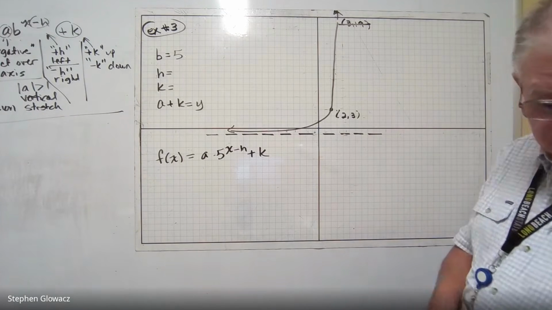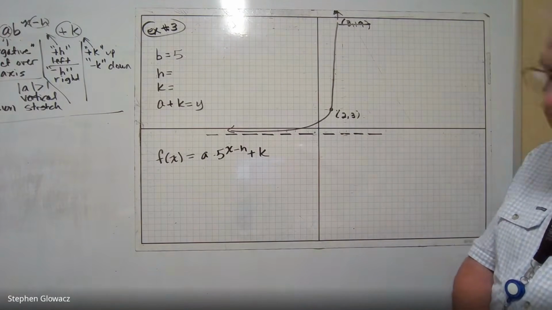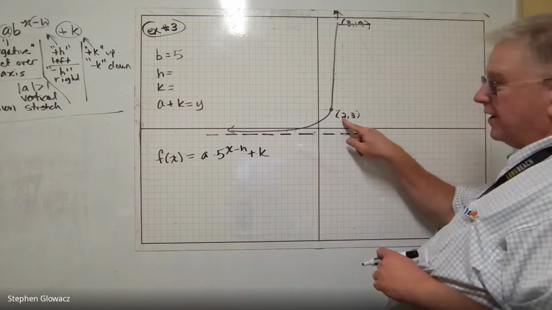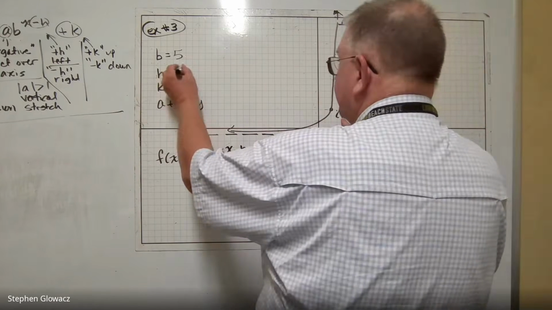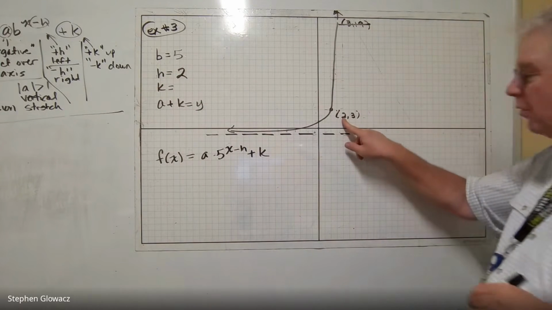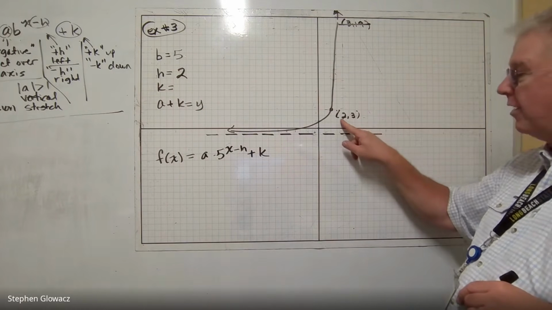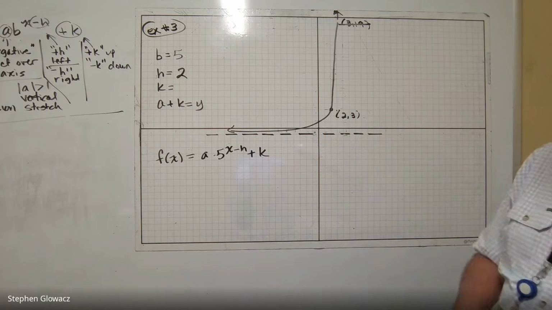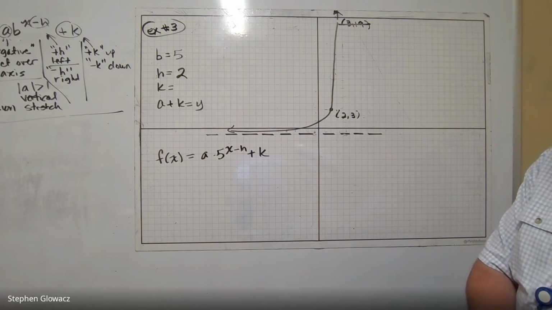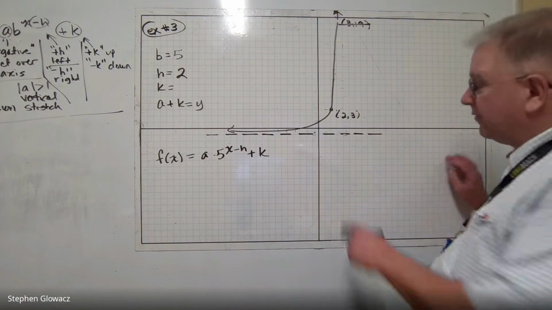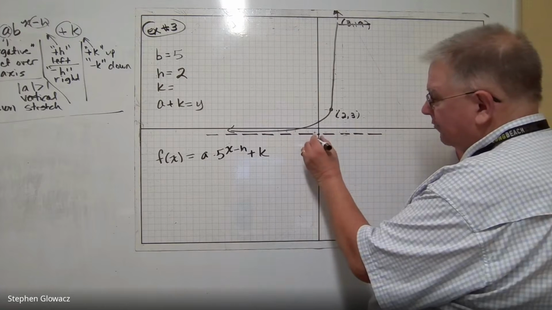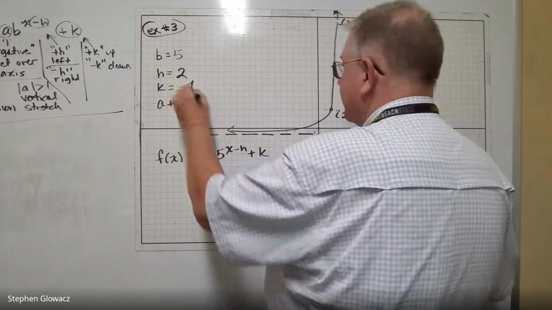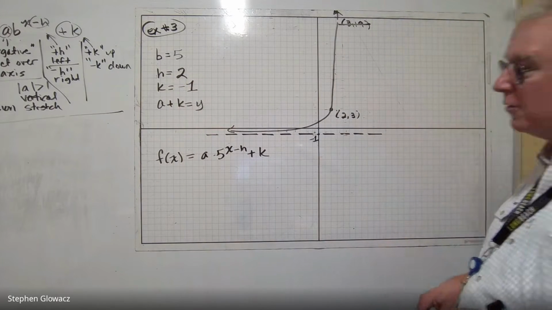So h is the x-coordinate of the first reference point. So h would be 2. Again, h is the x-coordinate, the first number in the ordered pair from that first reference point. K comes from the asymptote, and the asymptote is going through -1 on the y-axis, so k is -1.